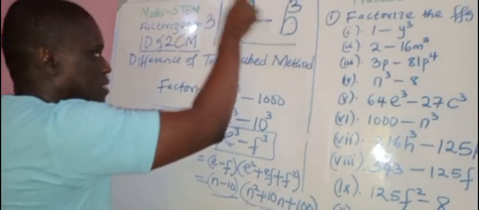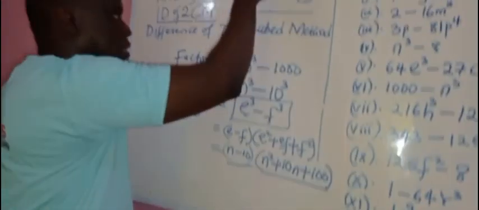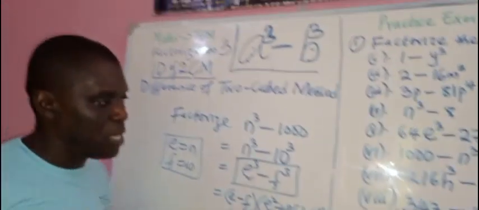Two things raised to the power of what? 3. Difference, separated by minus. So we have come to the end of this.